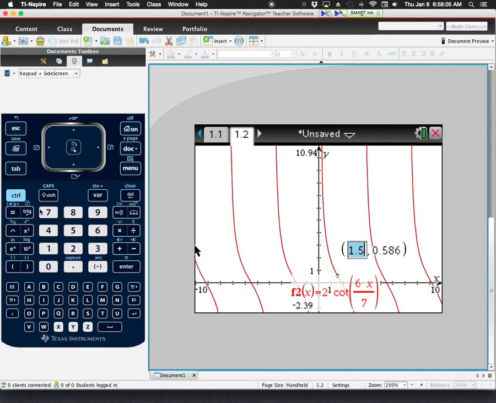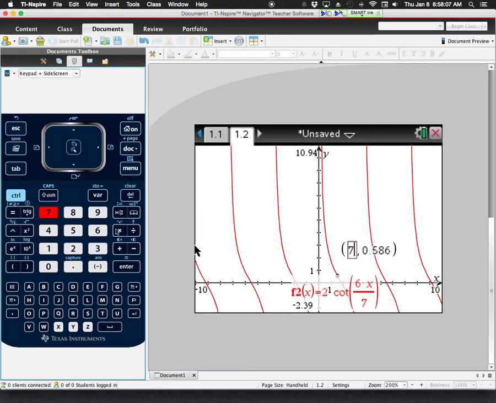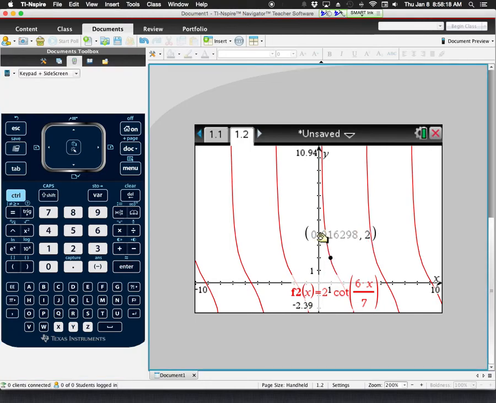So control divide, or 7 times pi and divided by 24. Here. And it gives me the y value we thought it would. It gives me the y value 2.